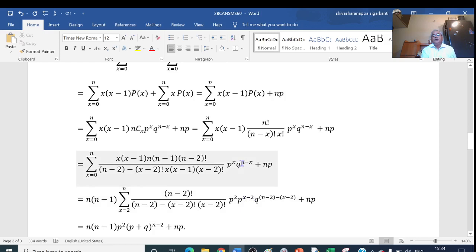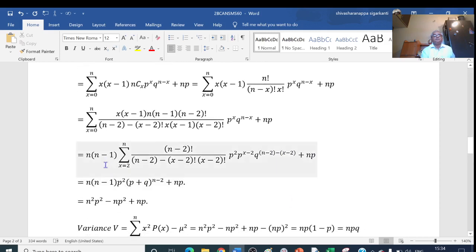And I'll write this n minus x as n minus 2 minus x minus 2. That is adding 2 and subtracting 2. Plus this np as it is. This is equal to n into n minus 1, and I can write this p square outside here. Then what is this? This is nothing but n minus 2 factorial divided by n minus 2 minus x minus 2 factorial, x minus 2 factorial, p to the power of x minus 2, q to the power of n minus 2 minus x minus 2.